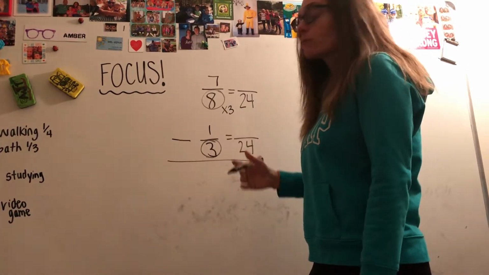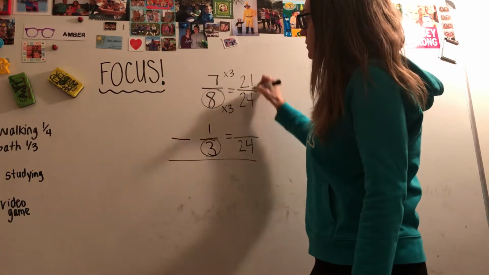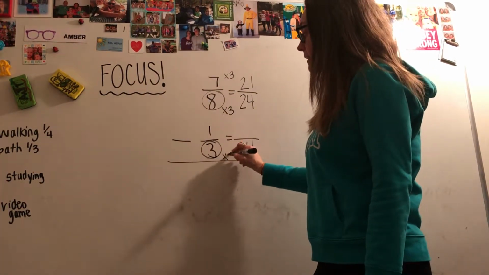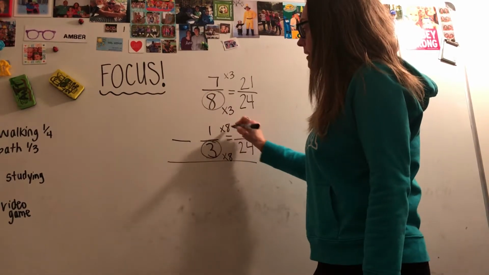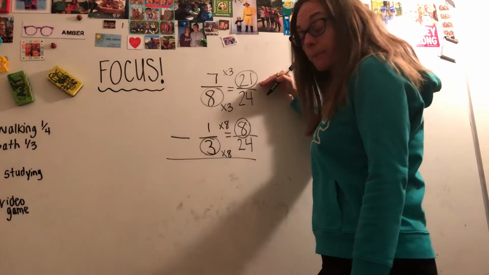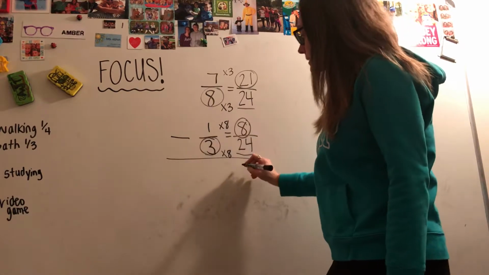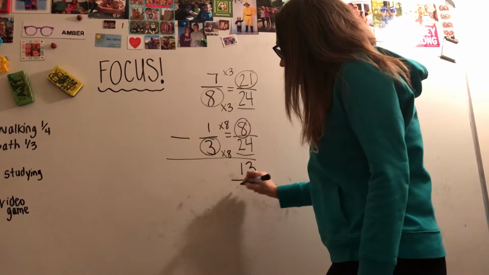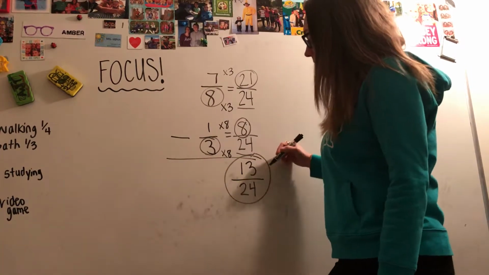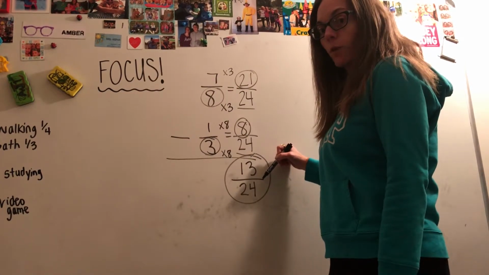I'm still going to use that same rule of whatever I do to the bottom, I need to do to the top. 7 times 3 equals 21. Do the same thing for the bottom fraction. 3 times 8 equals 24. 1 times 8 equals 8. I'm then able to subtract because my bigger number is on the top and my denominators are the same. 21 minus 8 equals 13. My denominator stays the same. The difference of the amount of time that I spend studying compared to playing video games is 13/24.